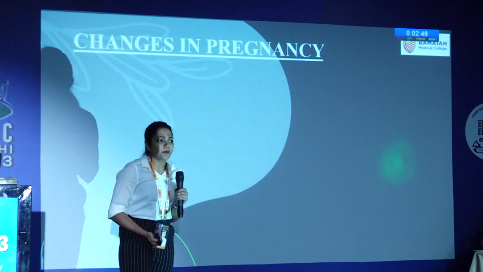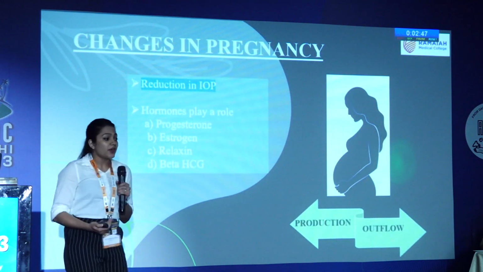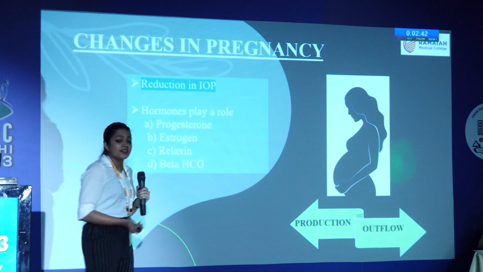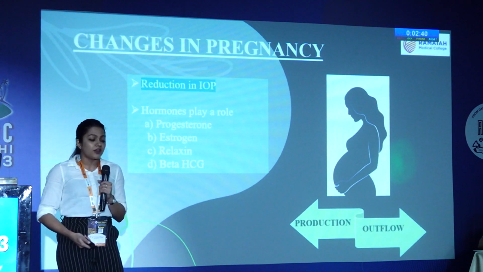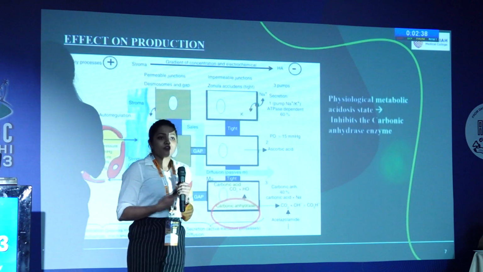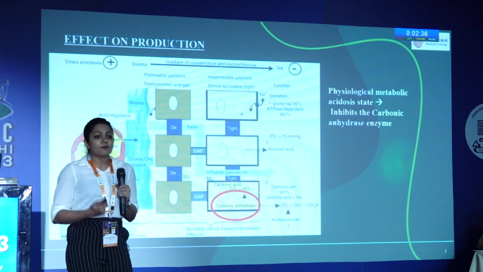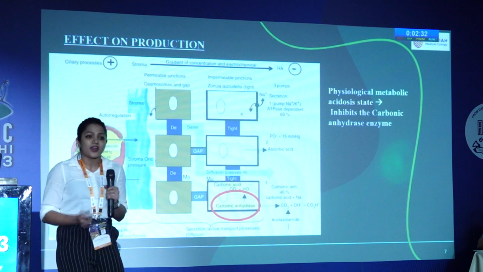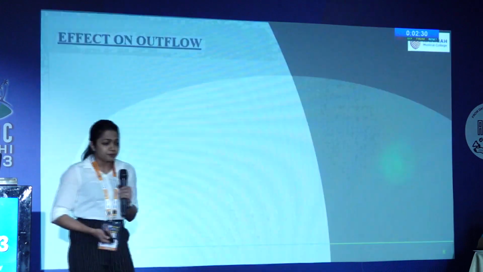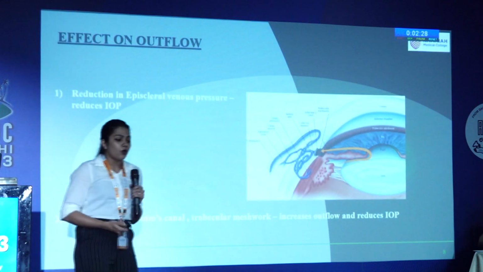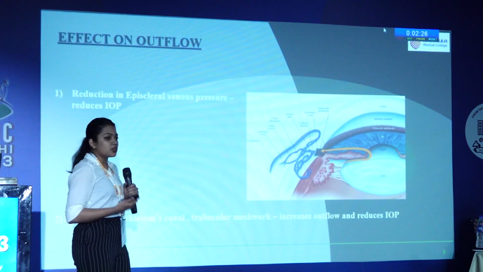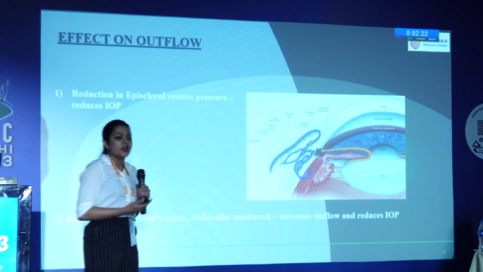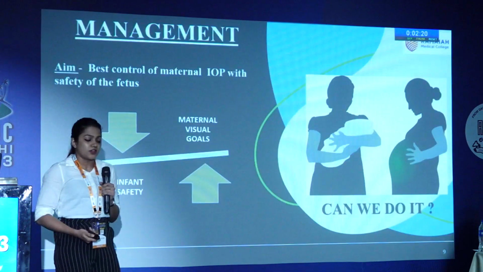So what exactly happens in pregnancy? We have a reduction in IOP, and this is because of the interplay of hormones at the level of production and also at the level of outflow. At the level of production, pregnancy being a state of metabolic acidosis, there is inherent inhibition of the enzyme carbonic anhydrase, which reduces the production. At the level of outflow, pregnancy being a state of reduced peripheral vascular resistance, it acts at the level of episcleral venous pressure too, reducing intraocular pressure.